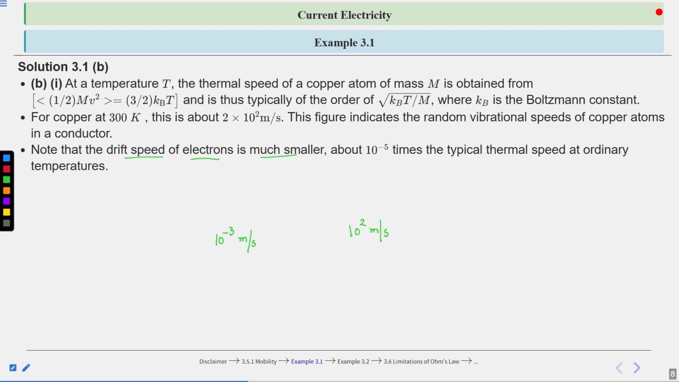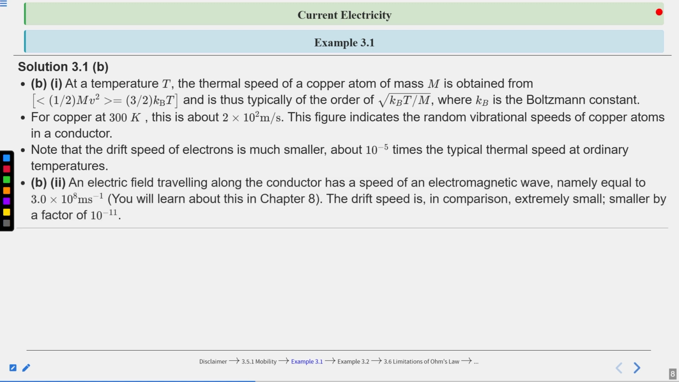About 10 raised power minus 5 times the typical thermal speed at ordinary temperature. It means if we multiply the thermal speed with 10 raised power minus 5, it will become of the order of 10 raised power minus 3 meter per second. So the drift velocity is 10 raised power minus 5 times the thermal speed at ordinary temperature. Got it? So this is the comparison.